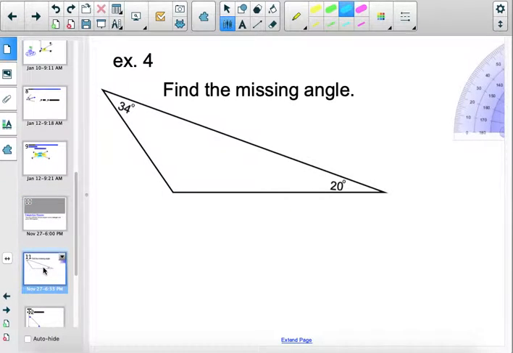All right, since you know a triangle now measures 180 degrees, try to find the missing measure there.